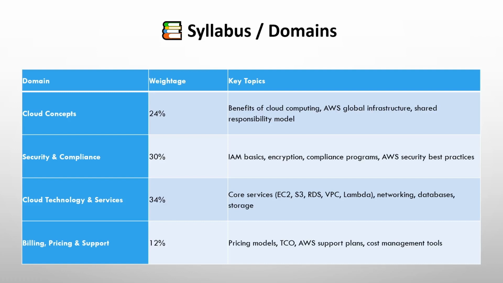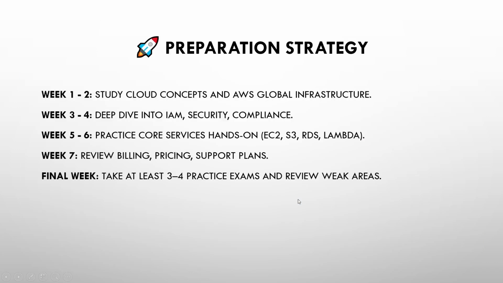The main syllabus or domains of the AWS Cloud Practitioner exam are Cloud Concepts, which carries a weightage of 24%, and second, Security and Compliance, which is 30%. Then Cloud Technology and Services is 34%, the highest. This is the main concept, so you have to focus more on this one. And the final one is Billing, Pricing and Support, which is 12%. The key topics we will be covering in upcoming videos.